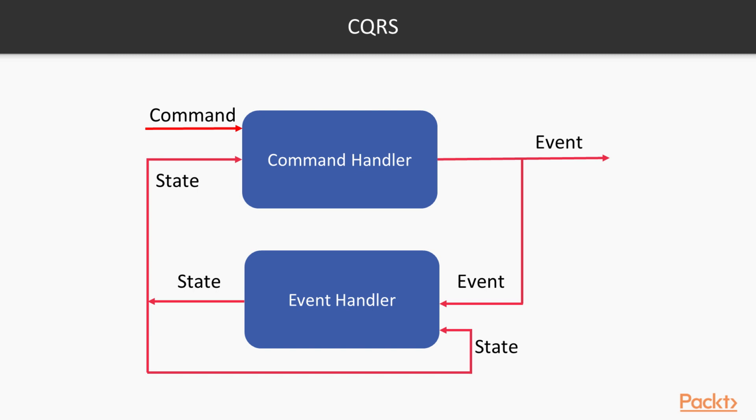By event, I refer to something like $500 has been deducted from this account. Once this event is generated and persisted, it is sent to the event handler and combined with the state. Suppose that our state says our balance was 1,000. Then this event will combine with the state and generate a new state. In this case, our balance will be reduced to 500 from 1,000, and this new state will be used by the subsequent commands.